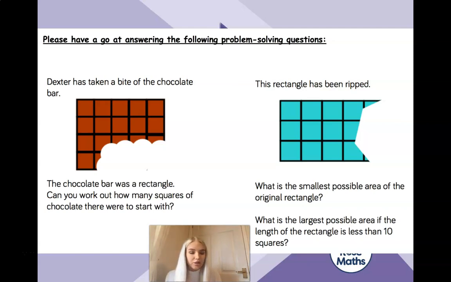And the second question is, the rectangle has been ripped. What is the smallest possible area of the original rectangle? So if we want to know the smallest possible area of the original rectangle, we need to see how far it goes, and then we can join it up and work out the area. And finally, what is the largest possible area if the length of the rectangle is less than 10 squares? So we're thinking of length, and if this rectangle is 10 squares long, you will have to draw what your rectangle will look like to find out what the area would be.